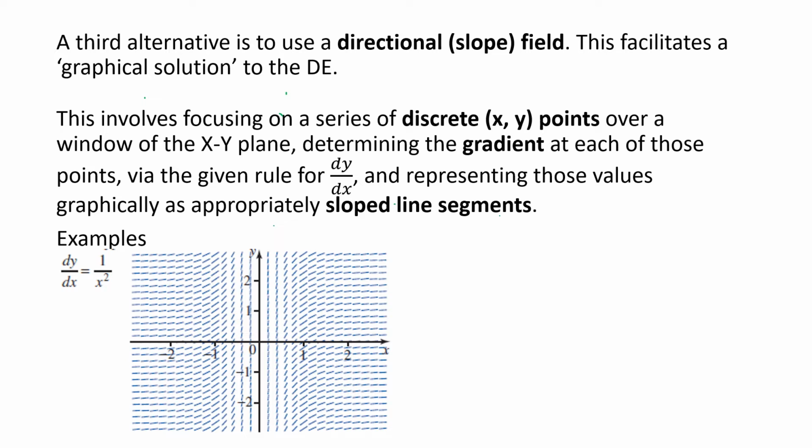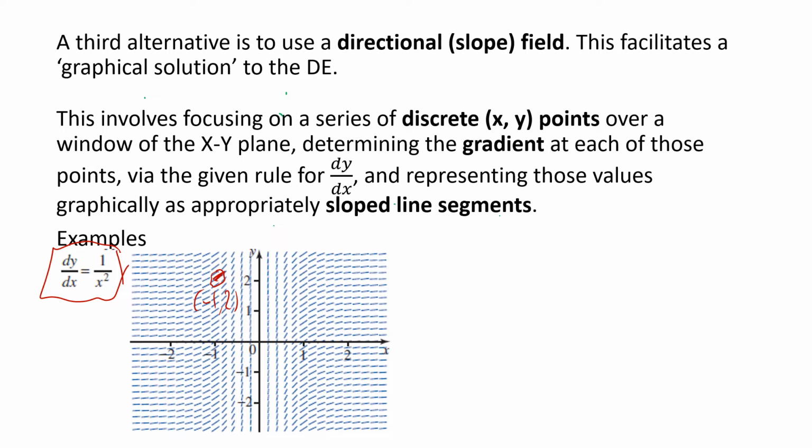Let me just grab my red pen. Let's have a look at this point, the line segment representing the point (-1, 2). So there it is, just to highlight it. If I substitute x equals -1 and y equals 2 into my rule, in fact this rule involves x only, so replacing x with -1 into my rule, 1 on x squared, I get a value of 1. So that little line segment is representing a steepness of 1.